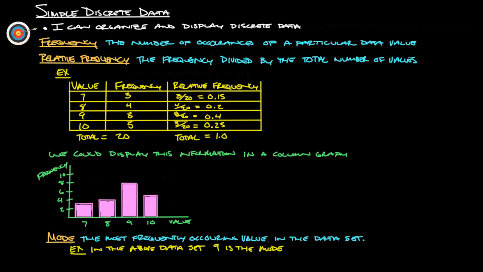Mode is the most frequently occurring value in the data set. So it's the one with the highest frequency. That would be 9 this way, or you could look at the tallest bar, and that would be 9 as well.